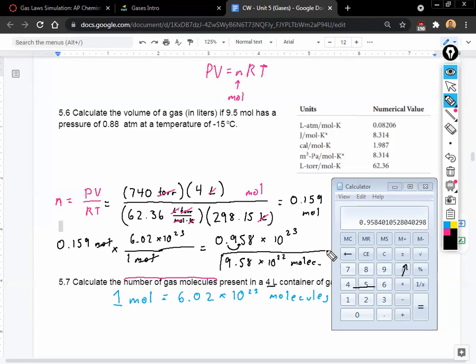If you were able to get that on your own, good job. If not, that's all good. I know this is new, and we do need a little bit more practice with it. Any questions on the steps that we took to solve this problem? I know there's a lot of algebra involved.